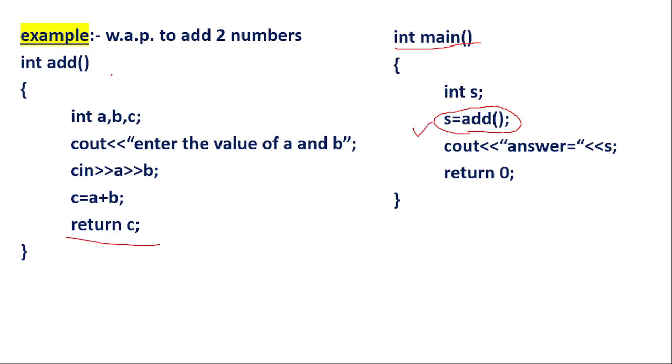When your function returns any value, that value is going to be stored in that variable s. Now the answer is stored in s, and we are going to print that s variable with some message, like answer is equal to s. How many values can you return in one function at one time? You can return only one value at one time. You can use only one return in one function. I think this particular program is clear to you.